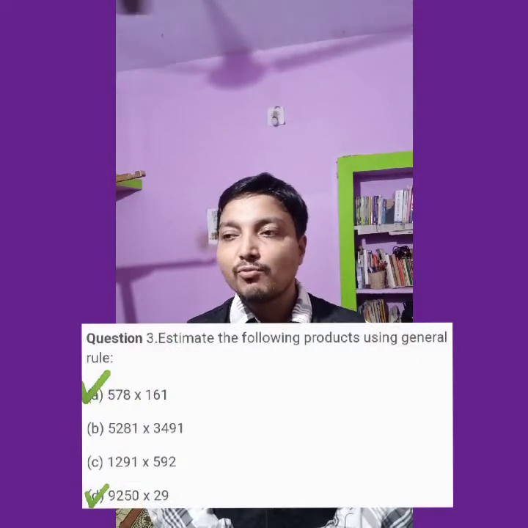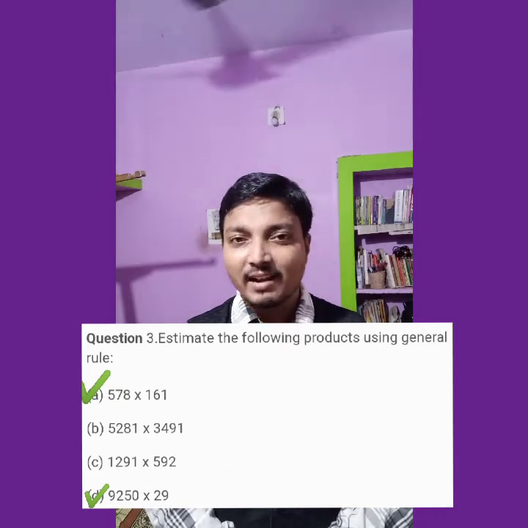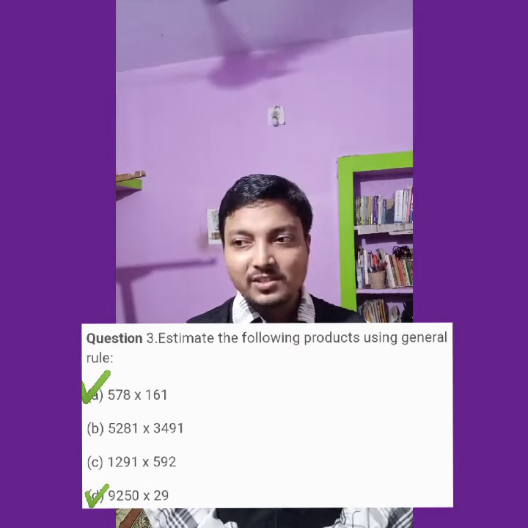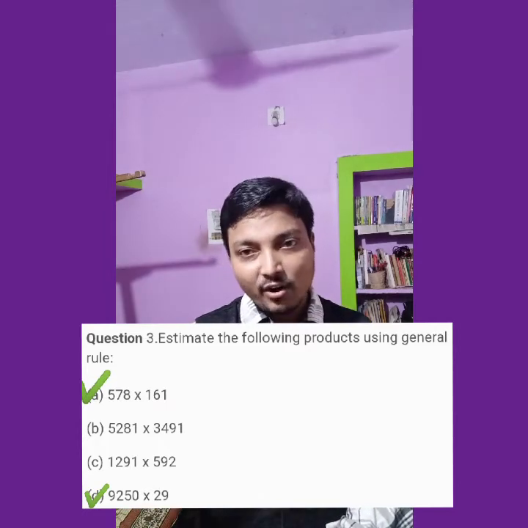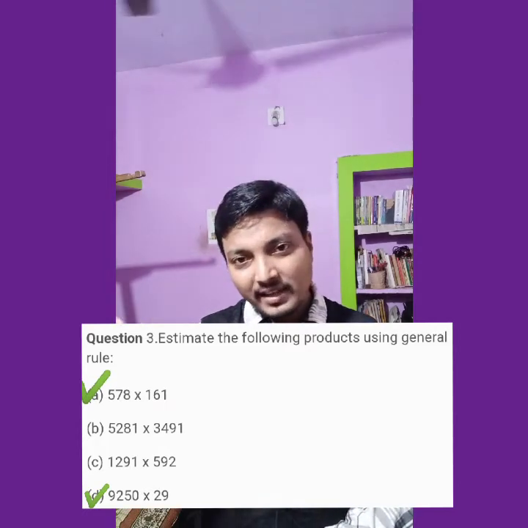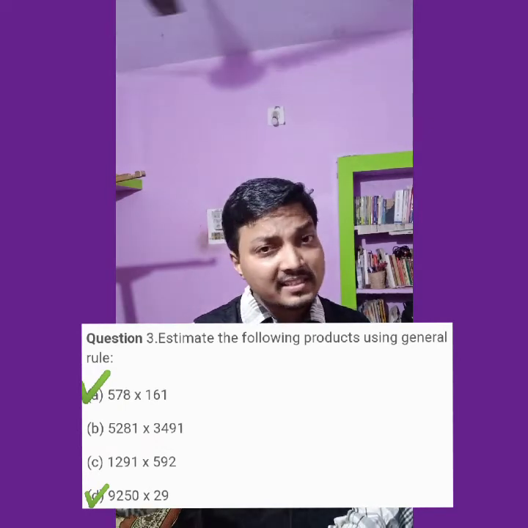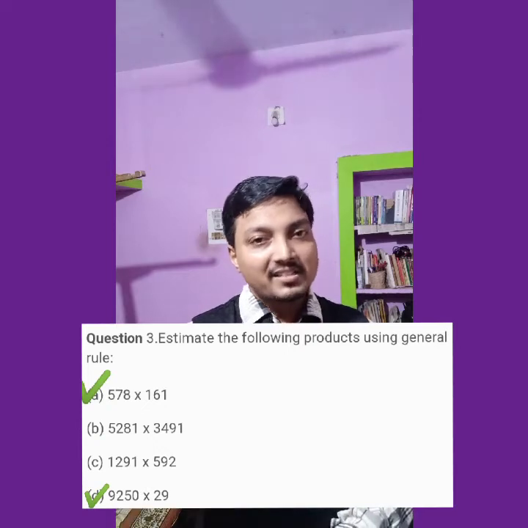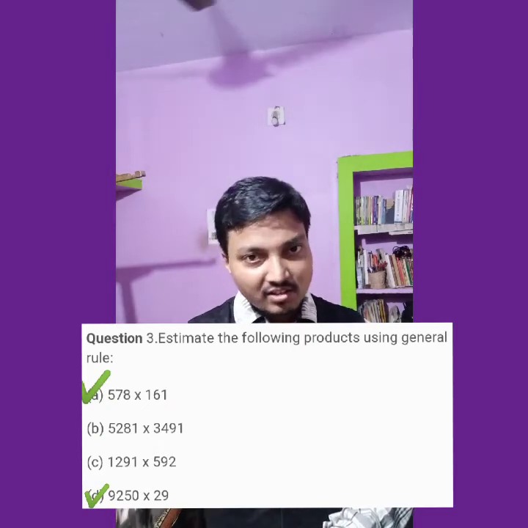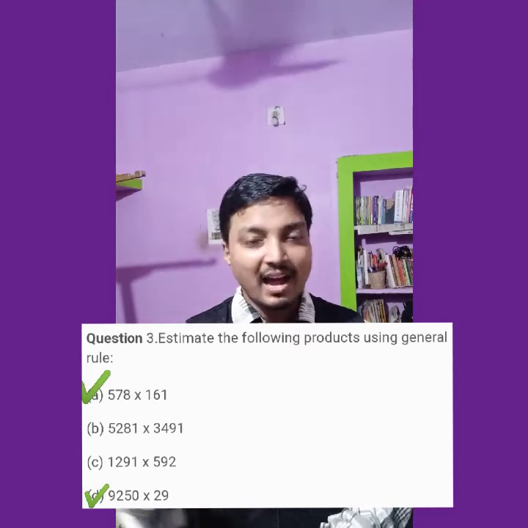In question number 3, it is asked that you have to estimate the product. First is to estimate the product of 578 into 161 by using the general rule. General rule means whenever it is a 3-digit number, its highest place is 100, so round to the nearest 100. Whenever it is a 2-digit number, its highest place is the tens place, so you just have to find the nearest 10. 2-digit number means nearest 10, 3-digit number means nearest 100, and 4-digit number means nearest 1000 you need to find out.